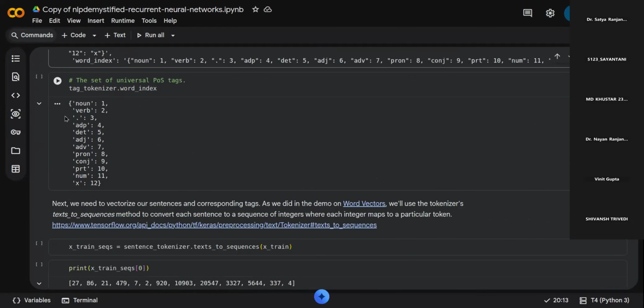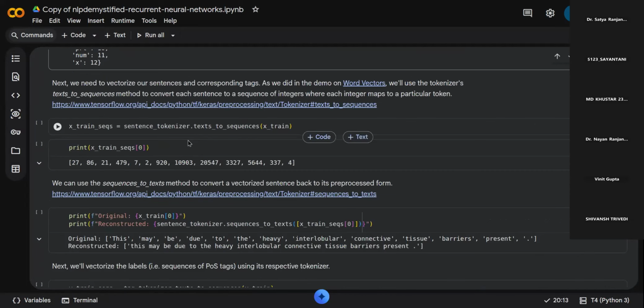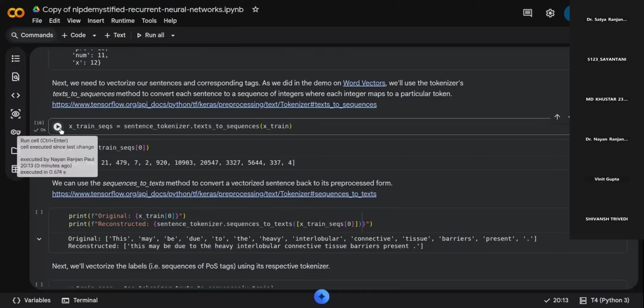What are their indexes? If you want to see, these are the indexes. There are 12 tags and their index is there. That means when you vectorize them, these indexes will be used. Now convert them into vector form, that is text to sequence. So text will be converted into their corresponding index in the vocabulary which you have created using the tokenizer.